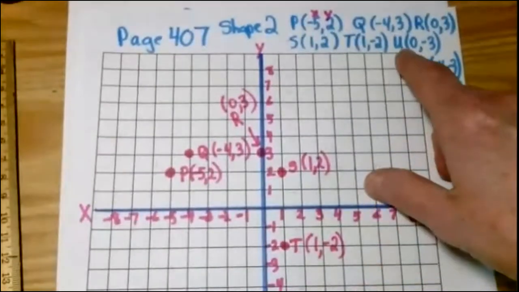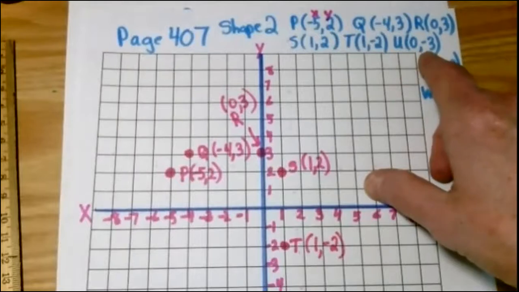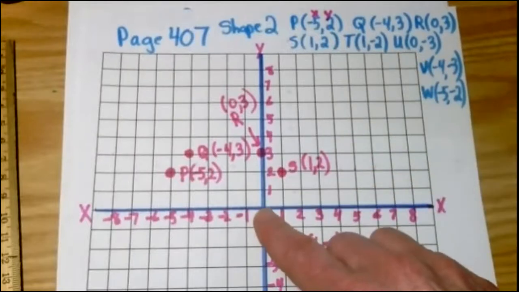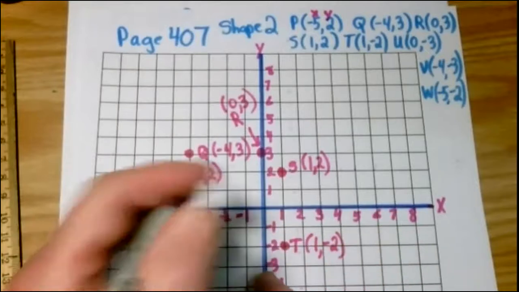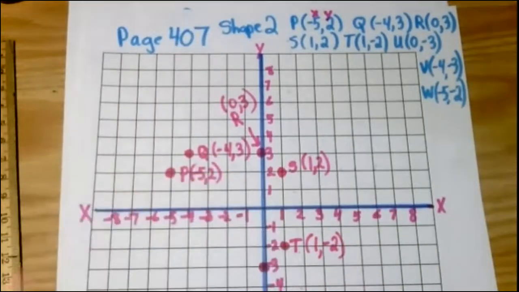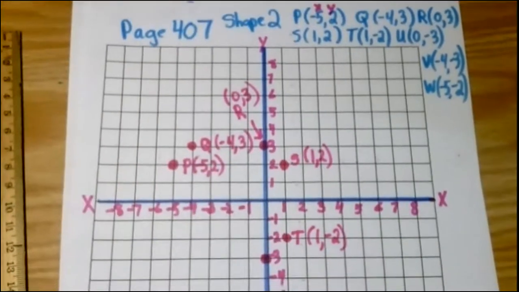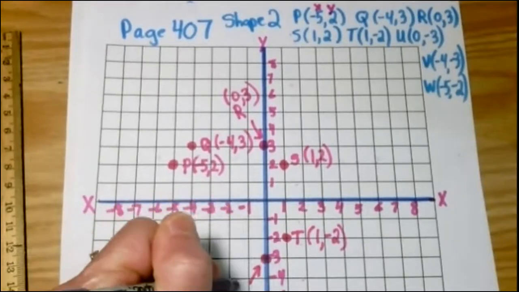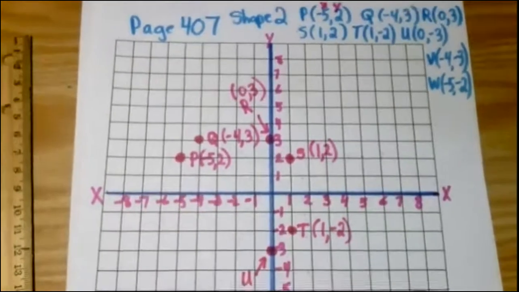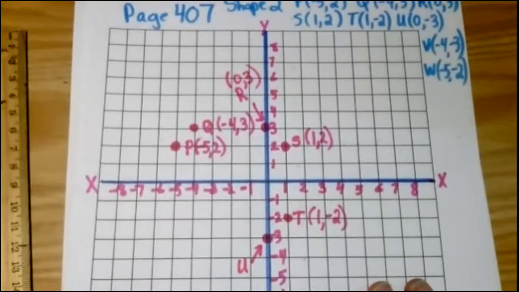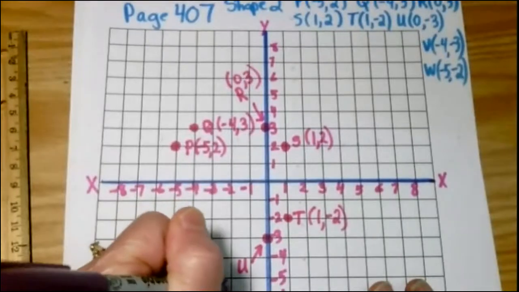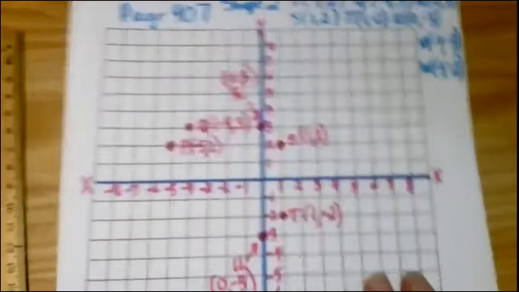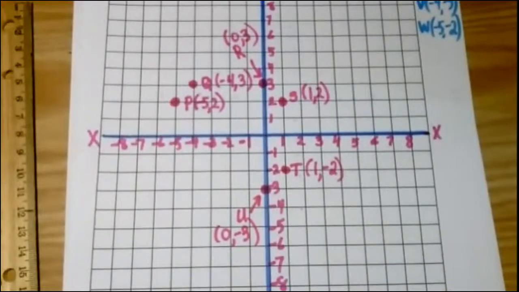Now we do U. U is 0, -3. 0 is my X value. -3 means I go down to -3. This is also on the y-axis, just the other side of it, right? So that is point U. Put a little arrow. I can really see that now. That was 0, -3. See that? So I just wrote that there.